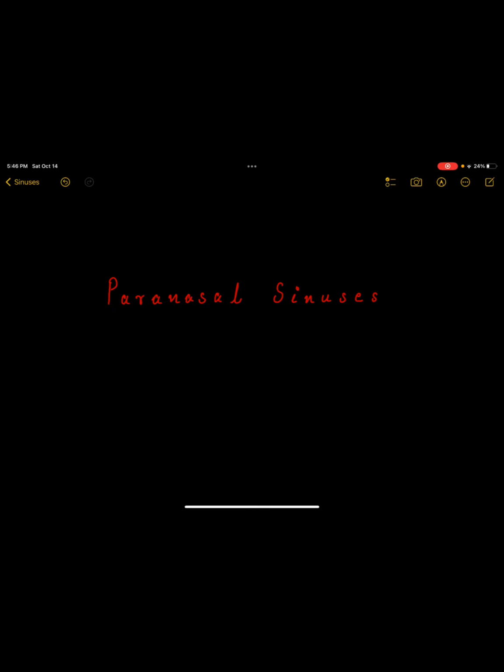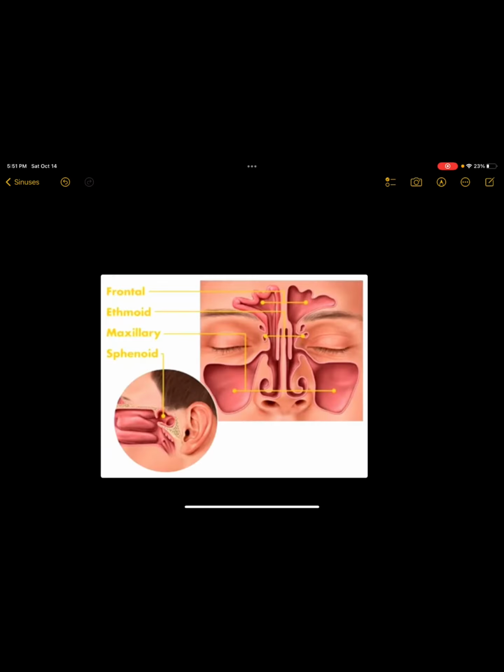Hello everyone. Today we are going to study about paranasal sinuses. So as you can see in this picture, we have four pairs of sinuses: two frontal sinuses, which are present above the level of the eyes on the base of the frontal bone, and two ethmoidal sinuses, which are present on the ethmoid bone, and two maxillary sinuses at the side of the nose, and two sphenoidal sinuses. These two are present behind the eyes.